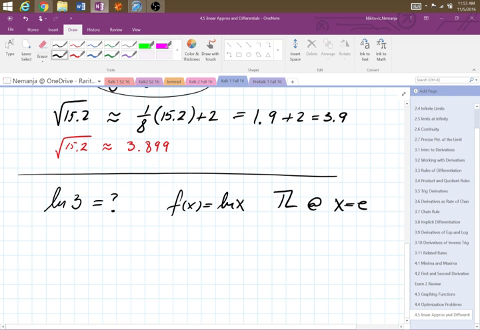Final. I'll show some more approximations now. All right, let's take a look at this together.